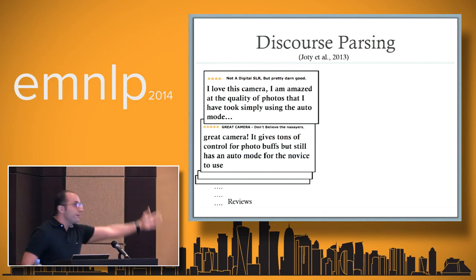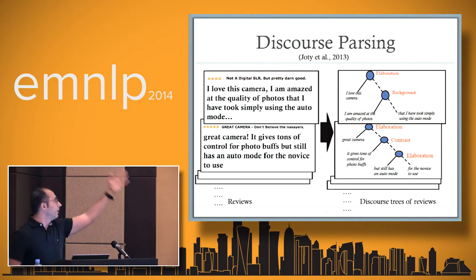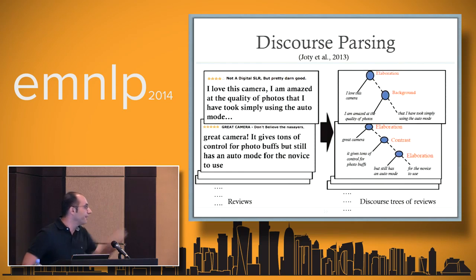So we have a lot of reviews. We run the discourse parser on the reviews. For each review, we generate one discourse tree. Now we have a set of discourse trees.